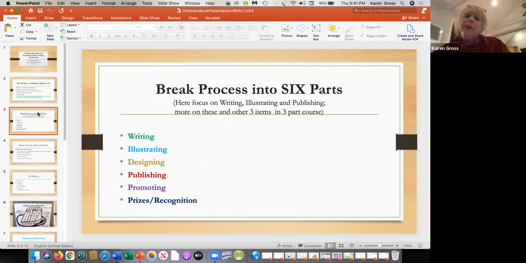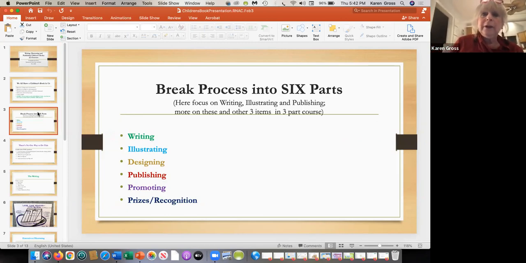So I break the process of writing, publishing, illustrating a children's book into 6 pieces. And I want to just share the 6 pieces and which ones we're going to focus on tonight, although in the course we focus on others beyond the top 3. So there's obviously the writing of the story. And then after the writing of the story, there's the illustration piece of it. And then there's a designing piece, which is the way you integrate the text with the illustrations, which is a really important and often underrated phase of all of this.